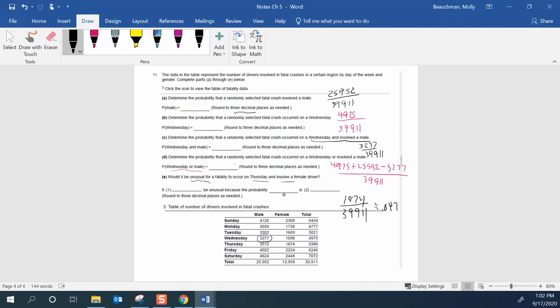So the question says, is that unusual? So unusual, unless it's defined any other way, is typically 0.05 and less. So 0.047 is less than 0.05. So yes, it would be unusual.